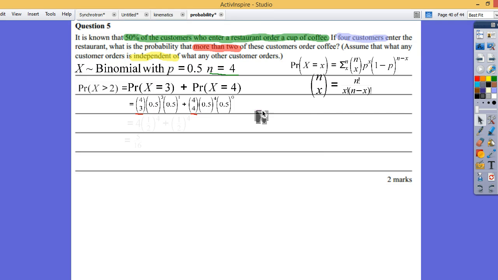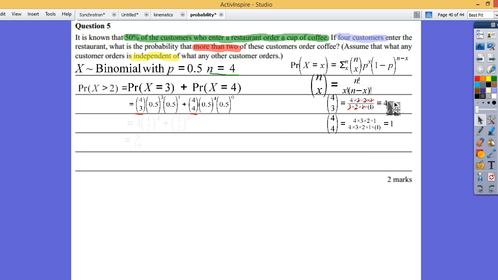So the factorial of 4 is 4 times 3 times 2 times 1. Then the factorial of x, which is 3, will be 3 times 2 times 1. Now n minus x is 4 minus 3, which gives you 1, so the factorial of 1 is just 1. And that simplifies nicely to 4, because I can cancel out some common factors. They all cancel out nicely, and I just get a factor of 4 divided by 1, which is just 4. The same thinking can be applied to the combination of 4 out of 4.